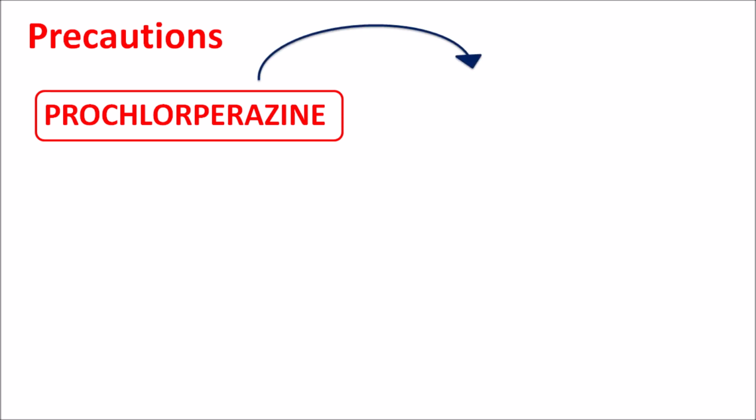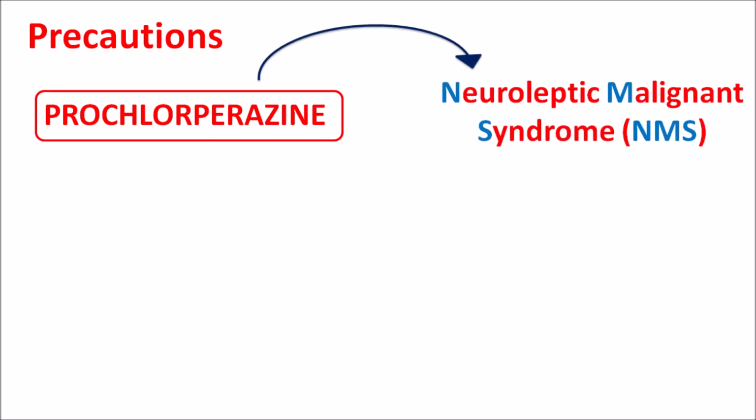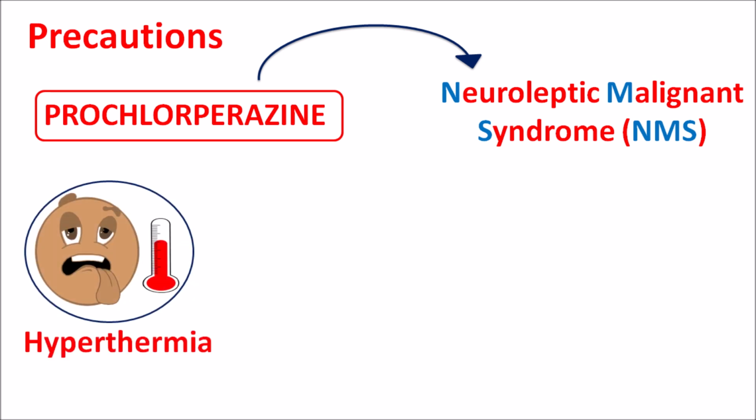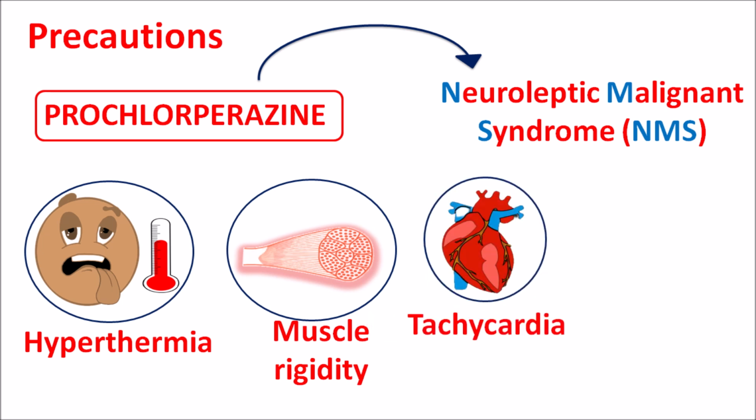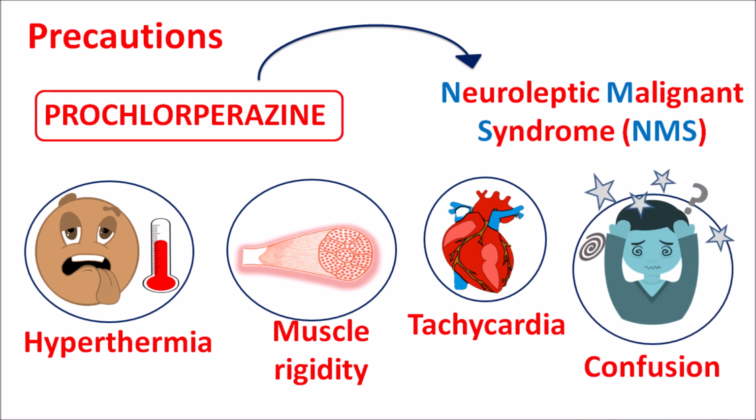So prochlorperazine can produce neuroleptic malignant syndrome, which is commonly observed with many of the neuroleptics such as prochlorperazine. In this condition, we can observe a sudden rise in the body temperature resulting in hyperthermia, along with some muscle rigidity, muscle spasm, and increased heart rate resulting in tachycardia and confusion. All this can be observed with acute renal failure. So if any of such symptoms are observed, then prochlorperazine should be avoided in order to eliminate neuroleptic malignant syndrome.